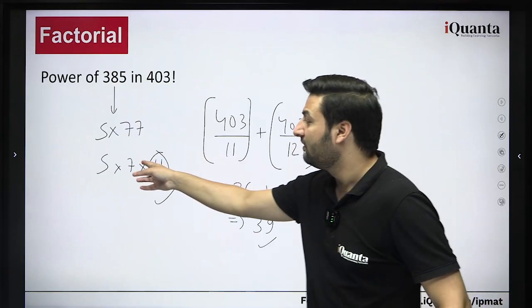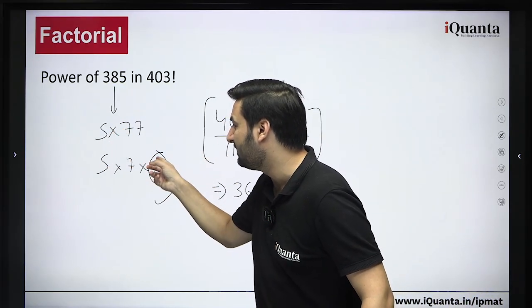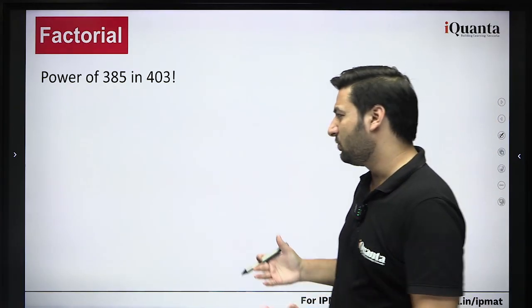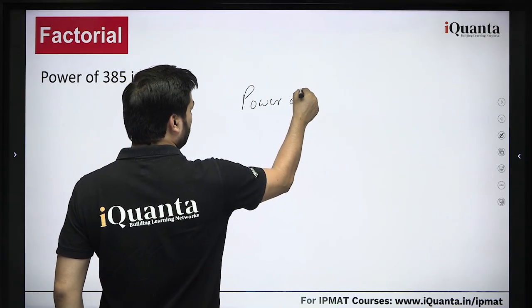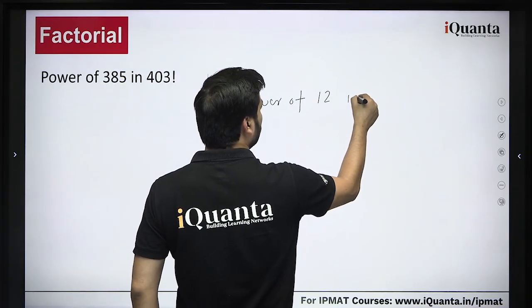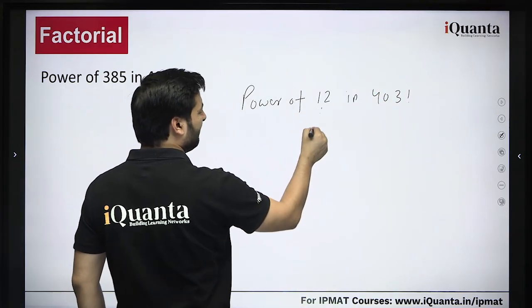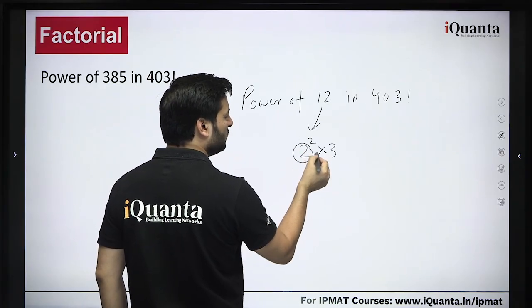If this factorization had some power of 5 or 7 or 11, we would have followed the previous approach. Or suppose they ask you a question like this: what is the power of 12 in, say, 403 factorial? 12 can be written as 2 square into 3. So, remember, find out the power of 2, then the power of 2 square.